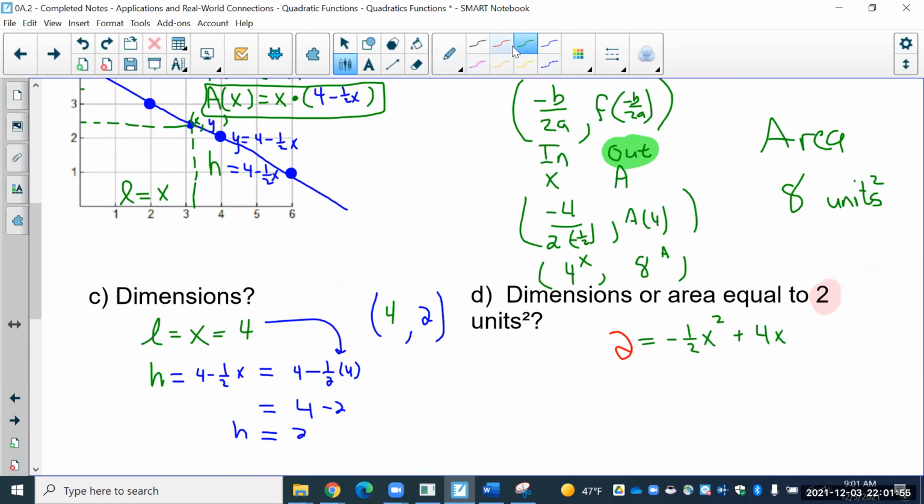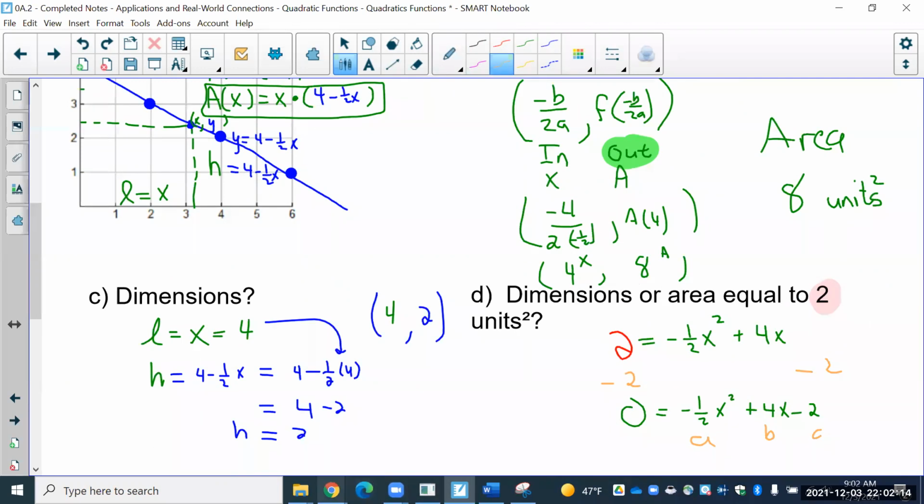So I can't use the quadratic formula yet because, of course, I have to set it up so it's equal to 0. Okay, and so I would get 0 is equal to -1/2 X squared plus 4X minus 2. Now I have an A, a B, and a C, and it's set equal to 0.